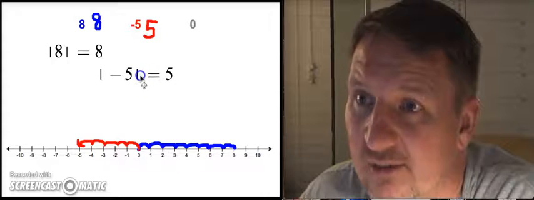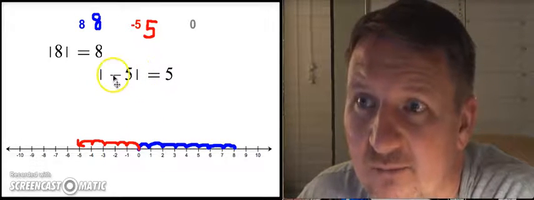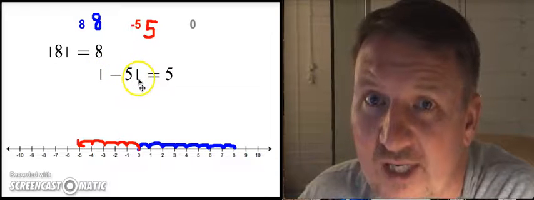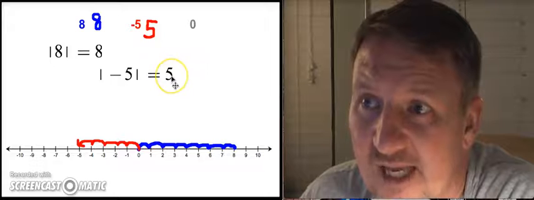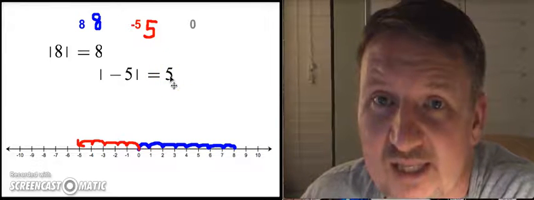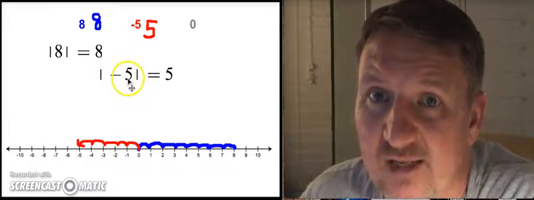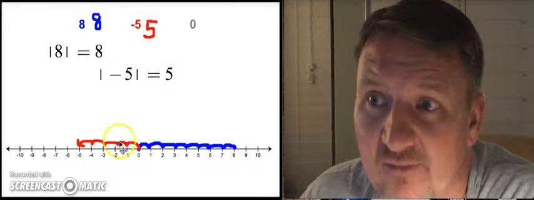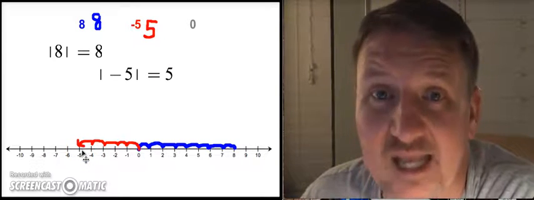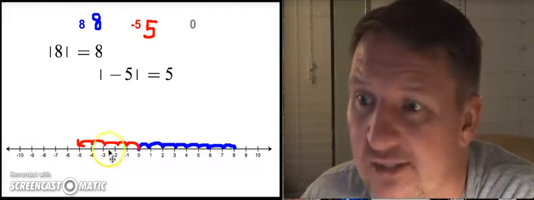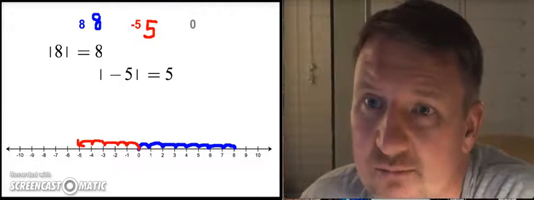And here it is. I'm just going to put that a little bit lower so you don't get confused. The absolute value, once again, these vertical bars on either side, of negative 5 equals 5. We were 5 units away from 0. That's why it's 5. The answer is what? Always positive.